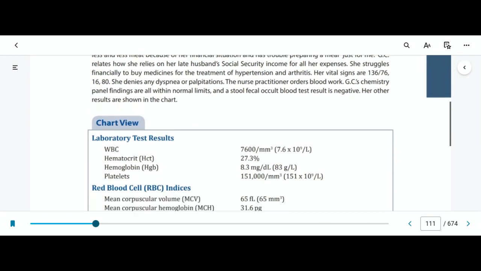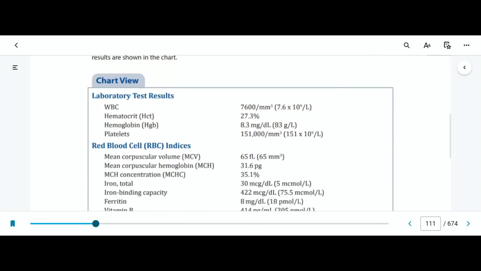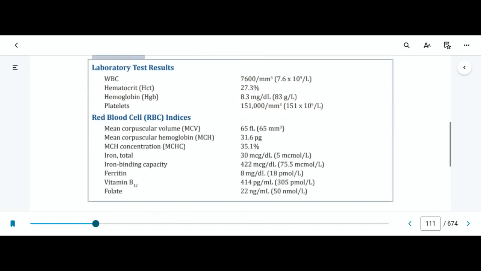Other results are shown in the chart. So let's scroll down and see these guys. So again, don't get too caught up in all of these like MCV, MCH, those sorts of things. It's not expected that you memorize all the normals for those. It would be good for you to understand which anemias have smaller than normal or larger than normal cells, just to help you differentiate them. But more, make sure you know those WBCs, the hemoglobin, hematocrit, and platelet levels, and those kinds of things. And then these other details about indices can help you determine which individual type of anemia your patient has.